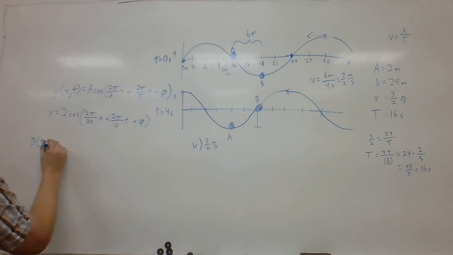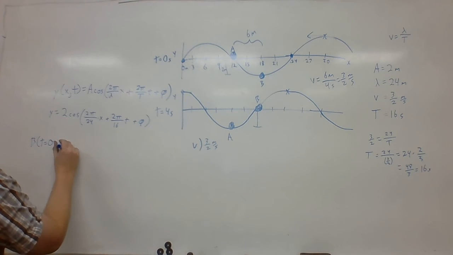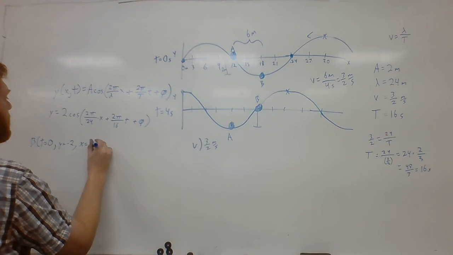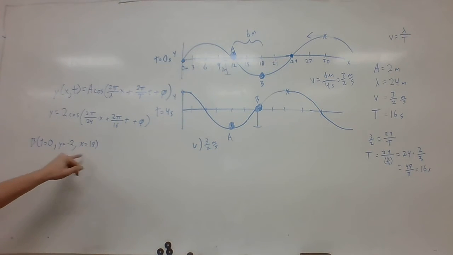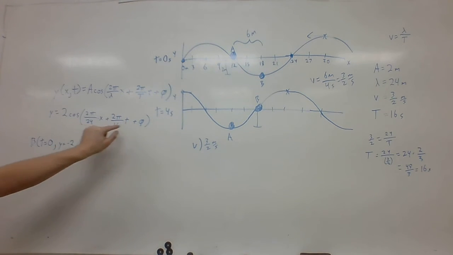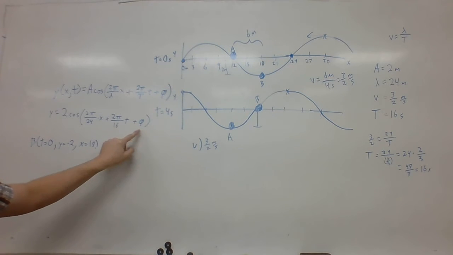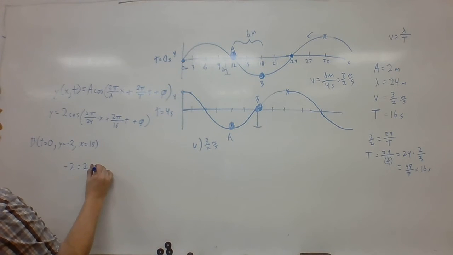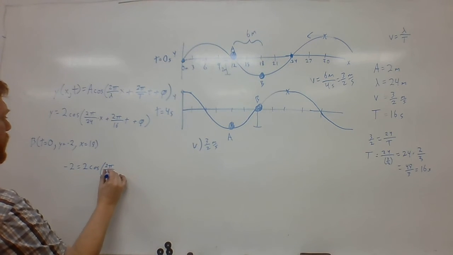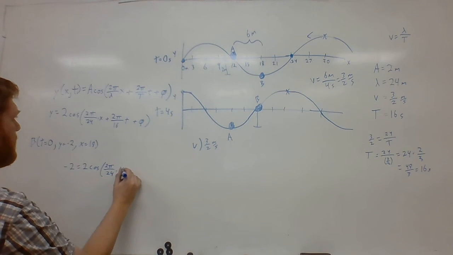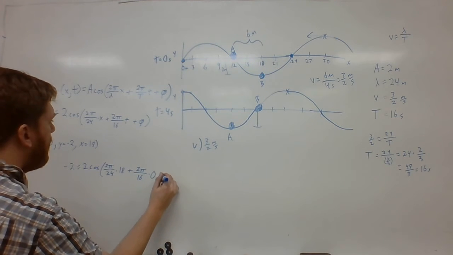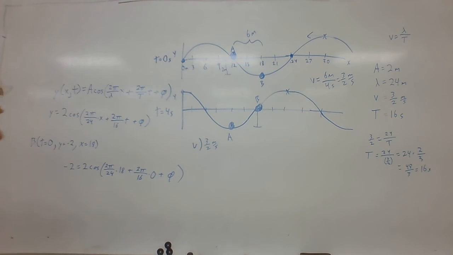B at time equals 0, what is y? Y is equal to -2, and what is x? X is 18, because that's the position of buoy B. That is, I know that these set of variables correspond with each other. I can plug all these variables in, and the only other thing I'll have to solve for is the phase constant. Let's do that. -2 equals 2 cosine of 2 pi over 24 times x, which is 18, plus 2 pi over 16 times time, which is 0, plus my phase constant, which is what I'm solving for.